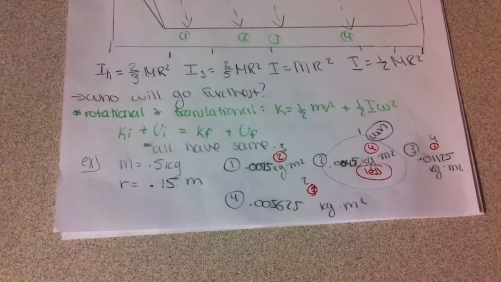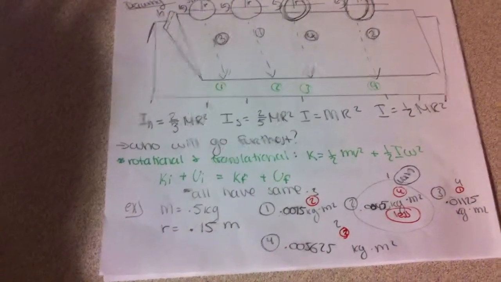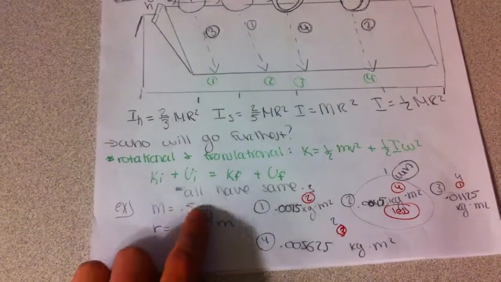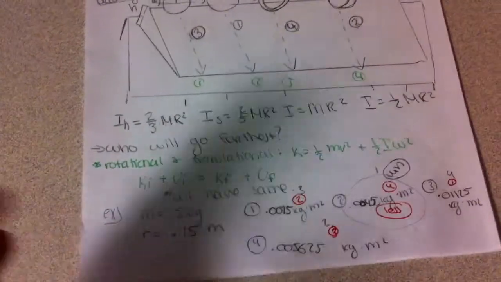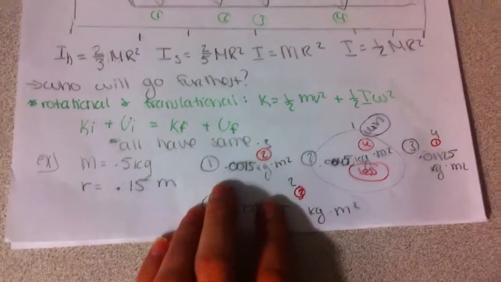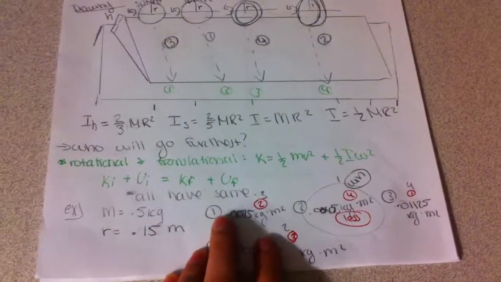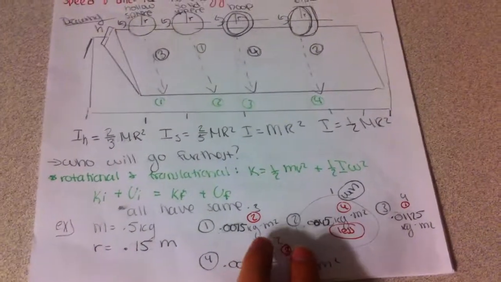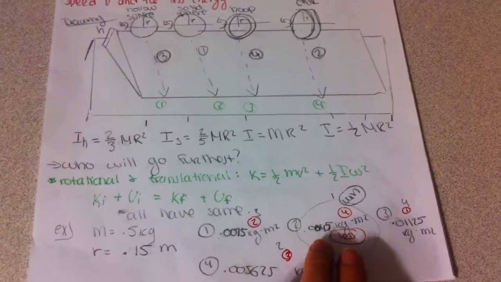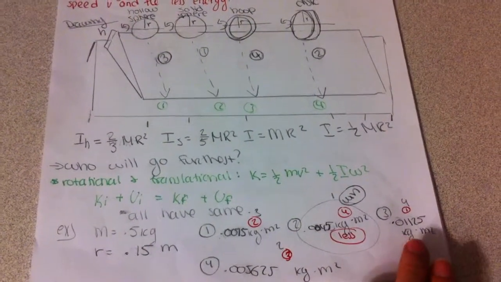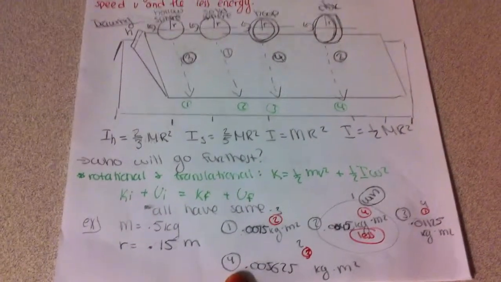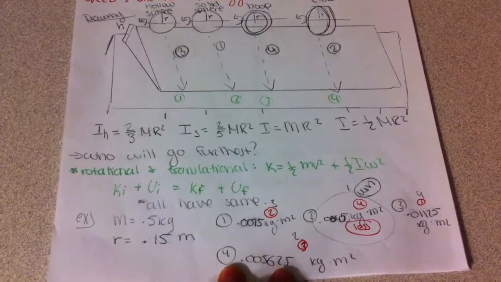So I just tested it by giving each object the same mass and the same radius. I solved it with 0.5 kilograms and 0.15 meters of radius for each one. For the hollow sphere, I got 0.0075 kilograms per meter squared. For the solid sphere, I got 0.0045. For the hoop, I got 0.01125. And for the disc, I got 0.0562.